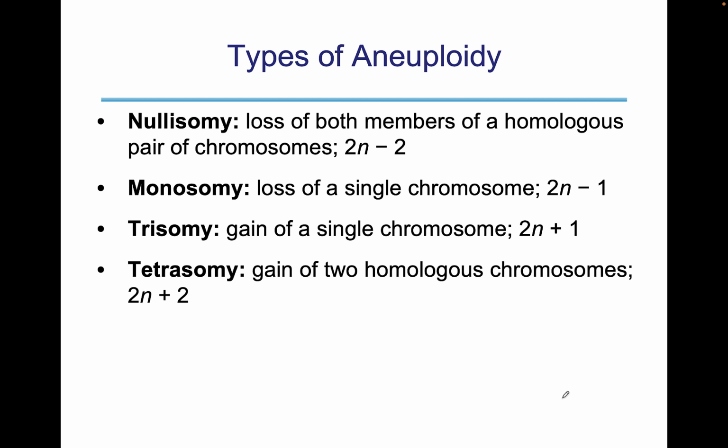Okay. So what are the types of aneuploidy? You have nullisomy, and this is the loss of both homologous pairs of chromosomes, represented by 2n-2. You also have monosomy, which is the loss of a single chromosome, mono being 1. Trisomy, tris being 3, is the gain of a single chromosome. And then tetrasomy is where you have the gain of 2 homologous chromosomes.